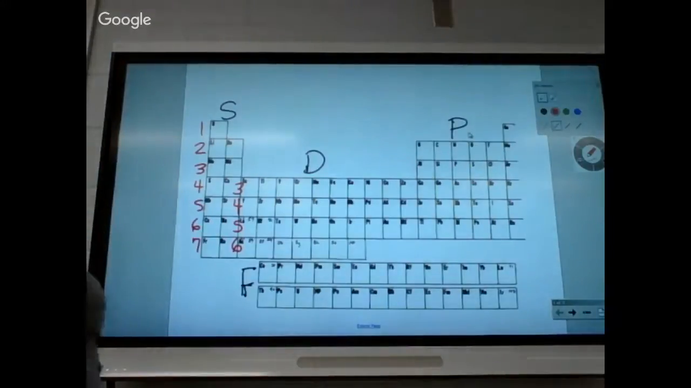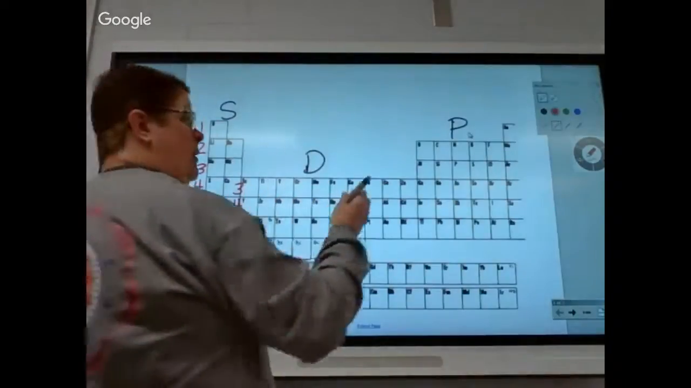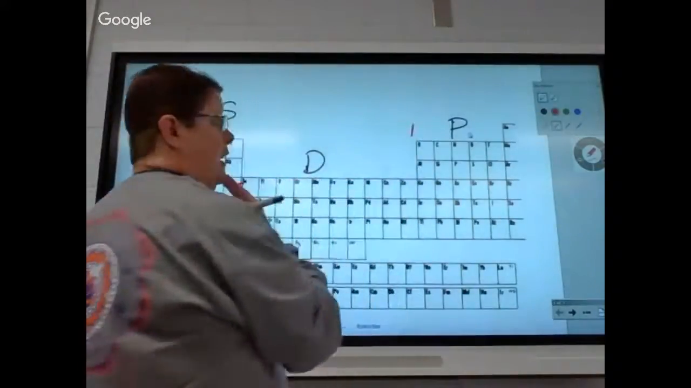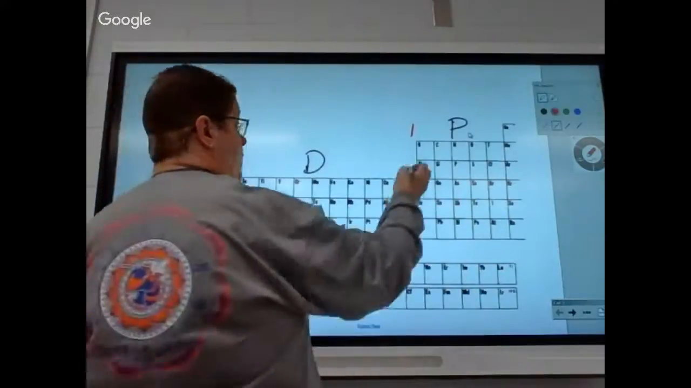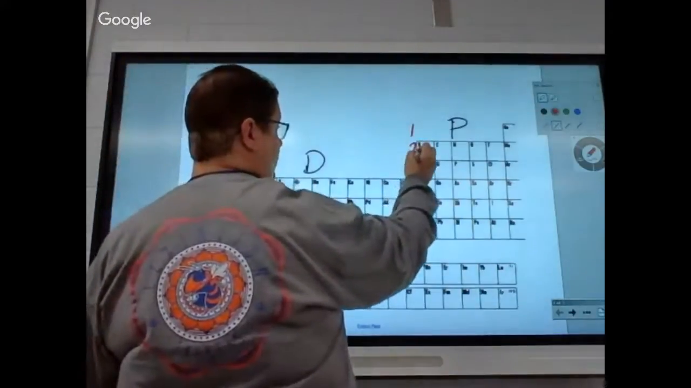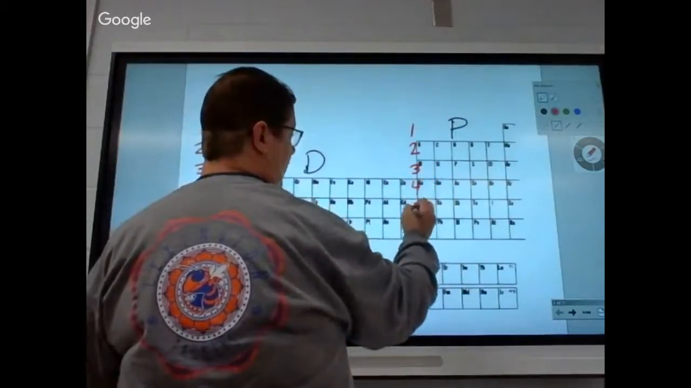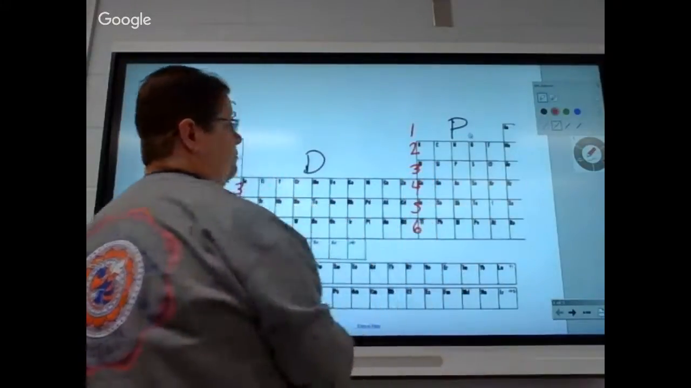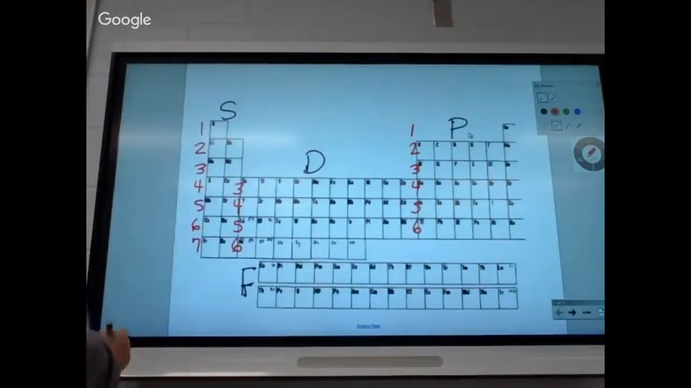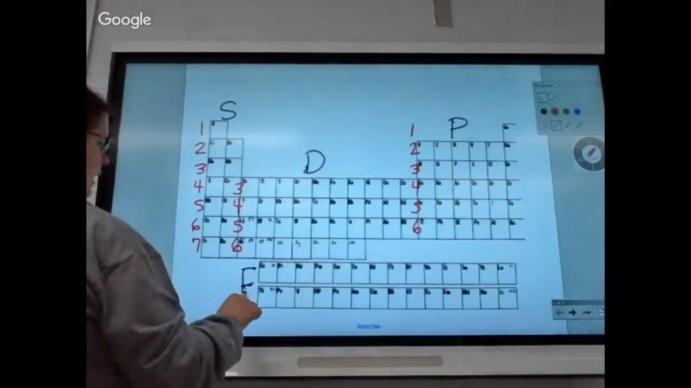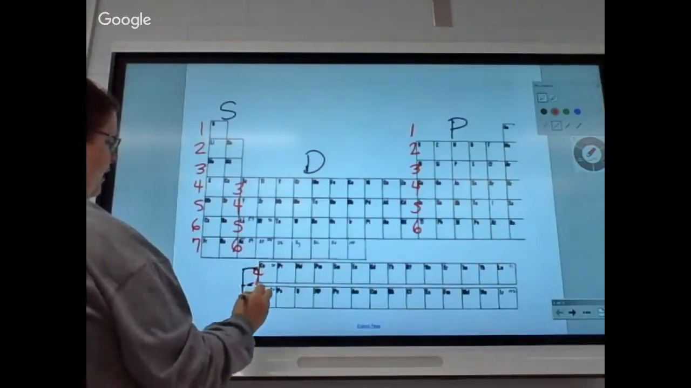Now, for the P block, some people like to write a 1 up here to go in front of helium. I don't typically write the 1 up there, but some people like to. Boron gets a 2 in front of it. 3, 4, 5, 6. And down here on the F block, we have 4 and 5.